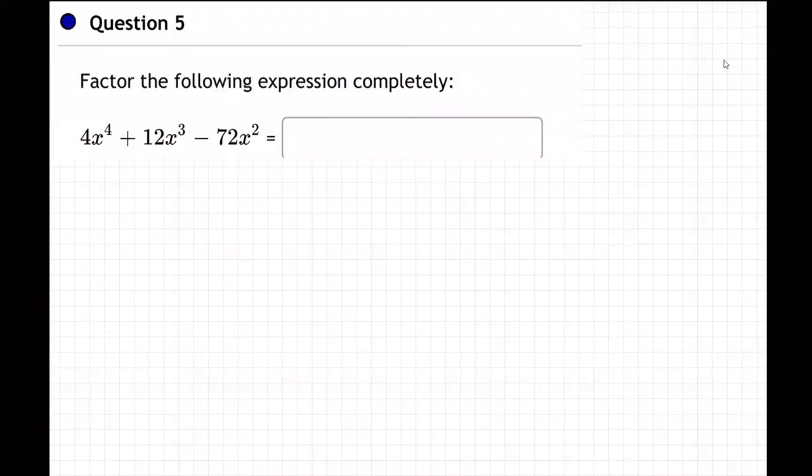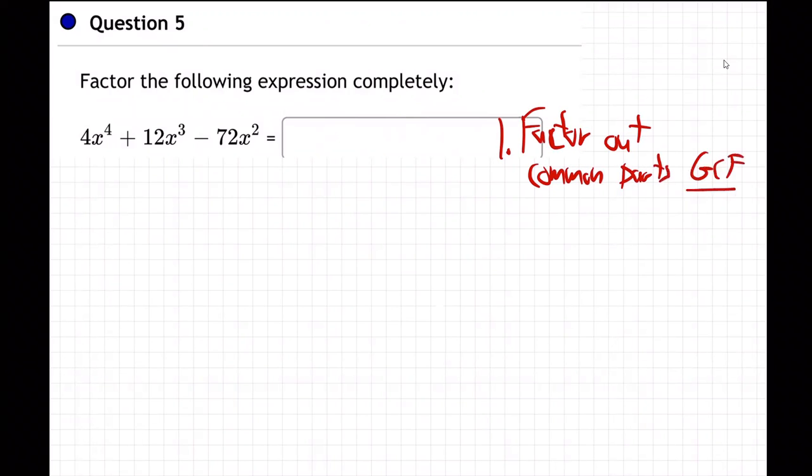Okay, so on this question, we're factoring completely. The first thing to do on this question, in this section we're getting to an overall strategy. So the first step: factor out common parts. What's called the GCF, whatever's in common. Factor out the common parts.